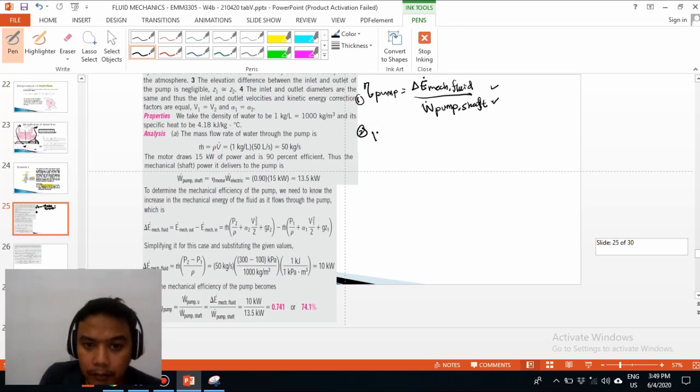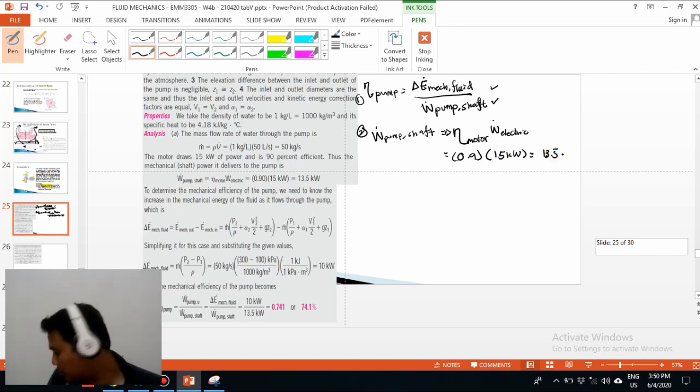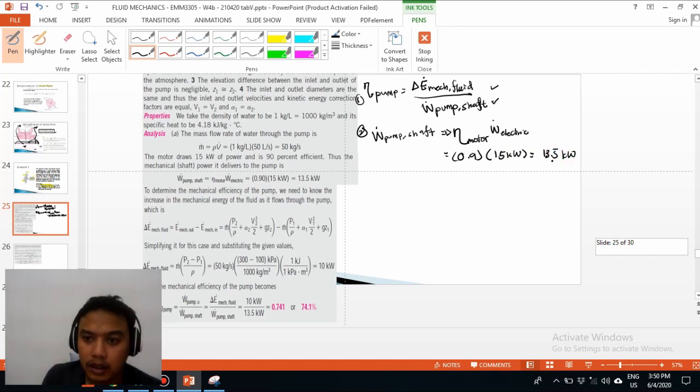First, we try to find the work, mechanical of shaft, which is pump shaft. So the equation gives us that this is equal to efficiency of motor times work by electric. In this case, the efficiency is 90%, 0.9, times the electrical power, which is 50 kilowatt. So the total should be only 15.5 kilowatt. So we have here W dot pump.